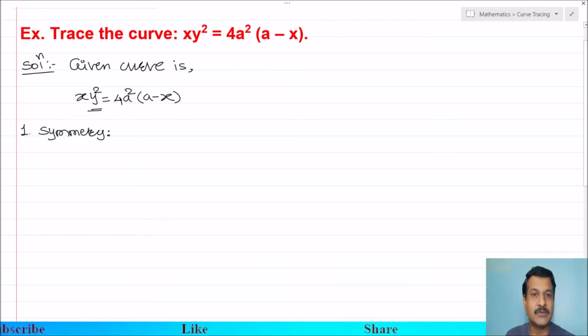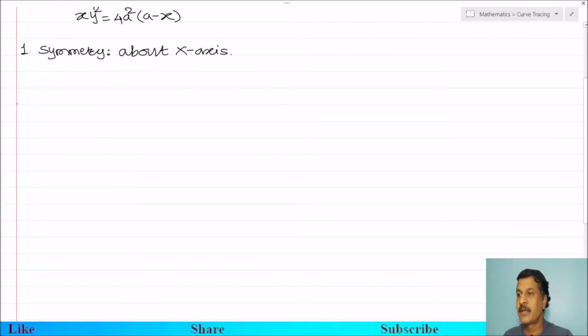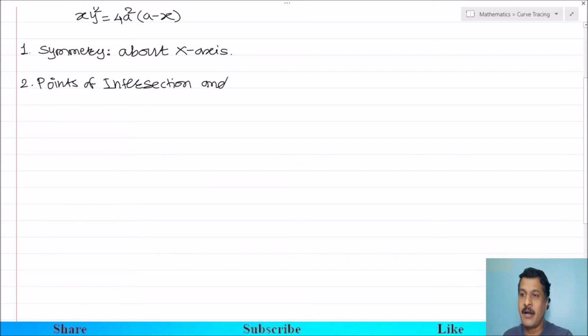So all powers of y are even. Therefore the curve is symmetric about the x-axis. The second point is points of intersection and origin. So how to find points of intersection? Put x equal to 0 and find all values of y.